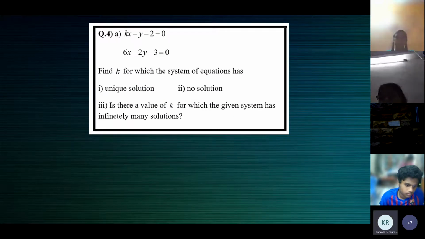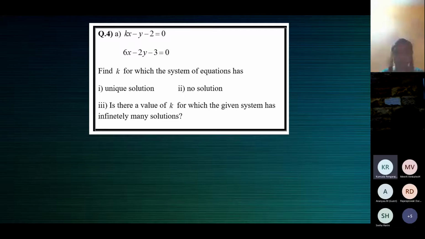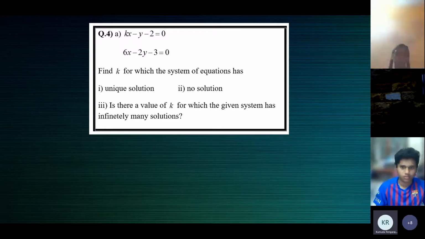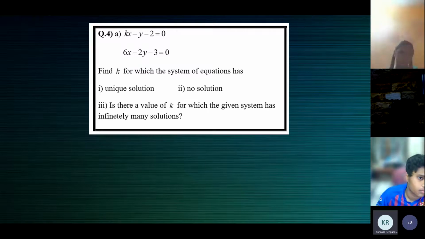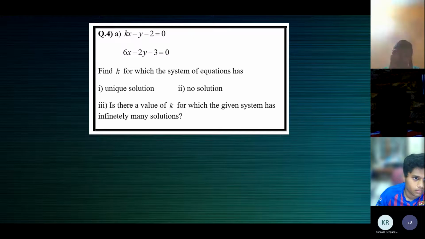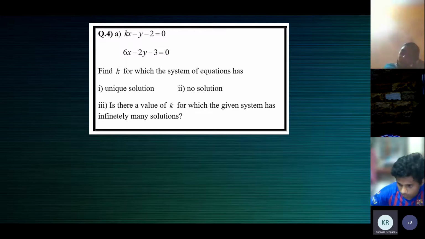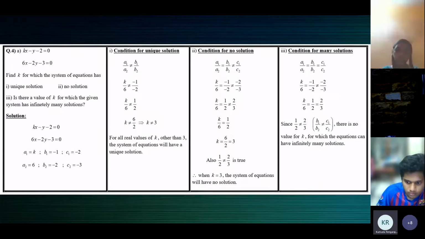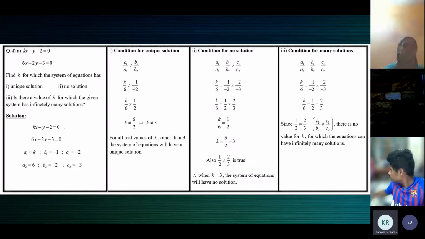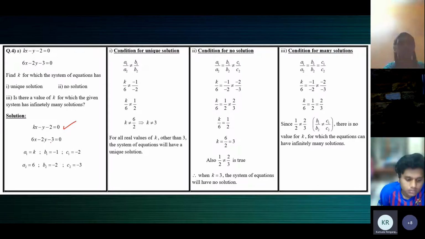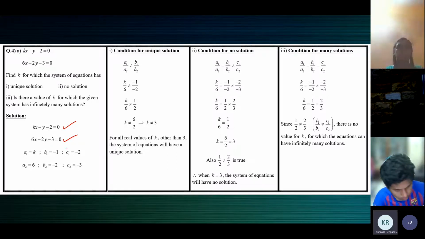Look at this question. We have a pair of linear equations given in x and y. Find k for which the system of equations has a unique solution, no solution, and is there a value of k for which the given system has infinitely many solutions? So see here, children, the equation given kx minus y minus 2 is equal to 0 is the first equation. 6x minus 2y minus 3 is equal to 0 is the second equation. Am I audible and clear?